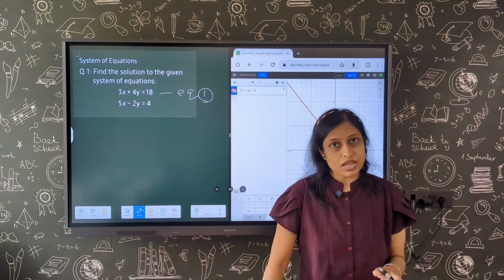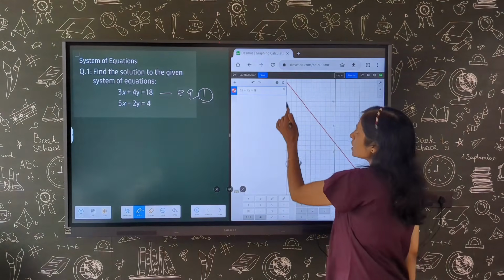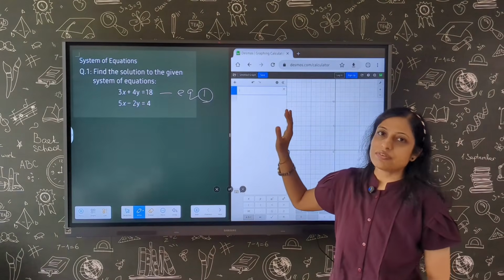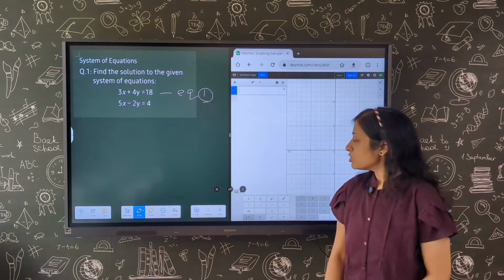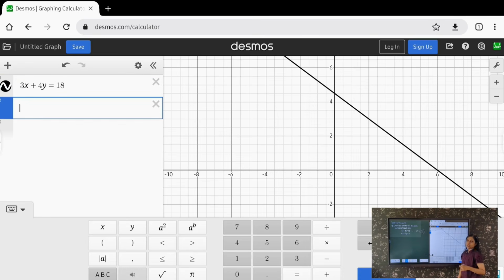But if you want to save time, we should use the graphical calculator. Let's see how it will work. You just need to enter the equations the way they are. The equations here are given in general equation form. So just enter 3x plus 4y is equal to 18. And the second equation here is 5x minus 2y is equal to 4.